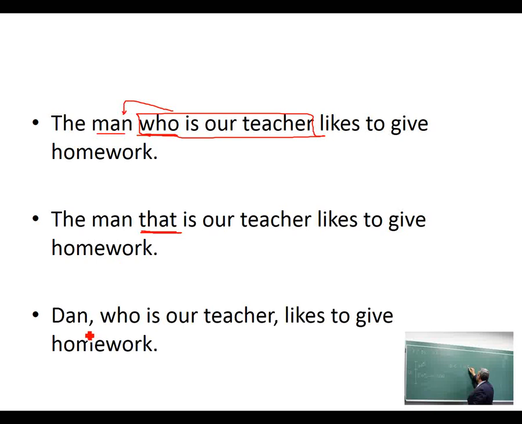In the third sentence, you can see I've used Dan as the subject: Dan, who is our teacher, likes to give homework. I have commas because it's not identifying which Dan we're talking about. And one thing I want to point out is that when we use the commas for an adjective clause, I cannot change the relative pronoun. So I must use who or which for adjective clauses that have the commas, that are not identifying the noun.